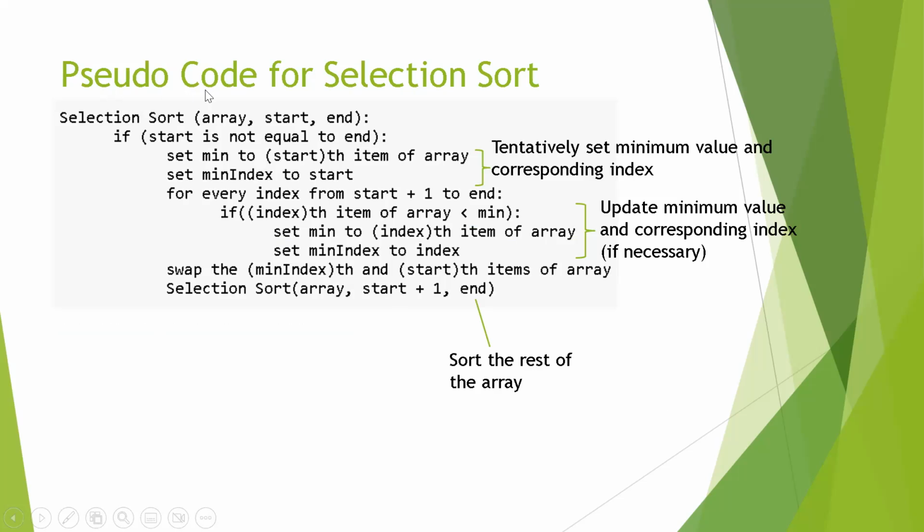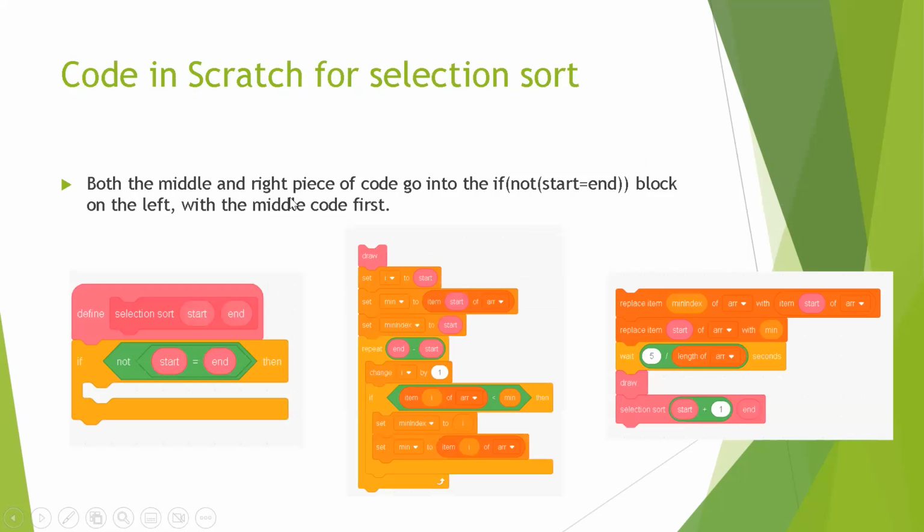Now let's take a look at the pseudocode of selection sort. There are some parameters over here, namely the array that we want to sort, the start and the end. First, we'll tentatively set the minimum value and the corresponding index. For every possible index, we'll update the minimum value and corresponding index. We will then sort the rest of the array, after swapping the minimum with the start of the range.